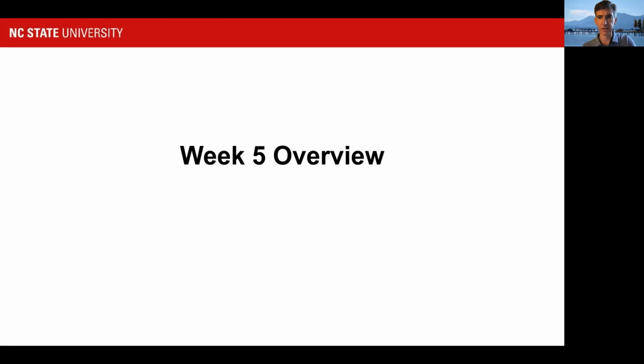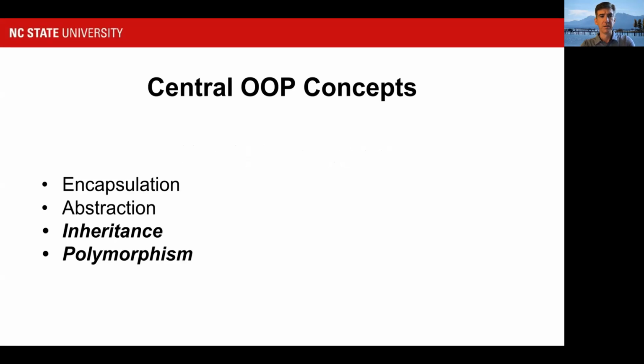All right, in week 5, we're going to be continuing our discussion of some critical object-oriented programming concepts. There are a few central concepts to object-oriented programming, and if you open up any book on object-oriented programming, you're probably going to see these 4 things listed, whether you're reading a book about C++ or Java or Python.